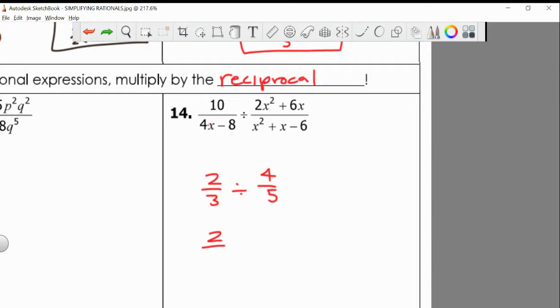So that's what we're going to do. We're going to say, you know what? Division sucks. Multiplication is easy. So take this question and turn it into multiplication. We're going to keep the first one the same. Multiply it by the reciprocal.